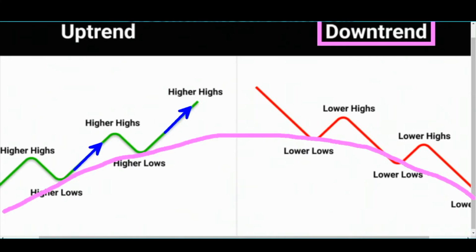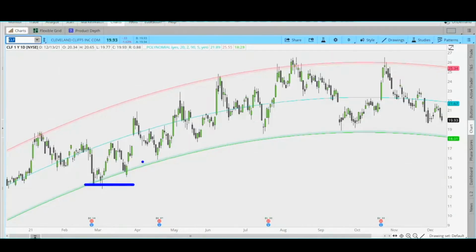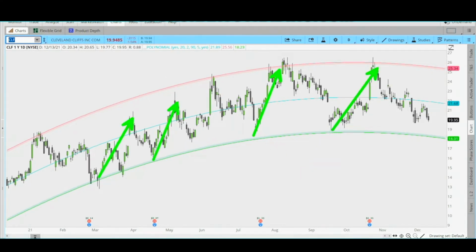Notice how big the moves are from the support lows on an uptrend versus the support lows on a downtrend. Based on the example, we have a low, a higher low, a higher low, another higher low, another higher low, and now an equal low. And the polynomial shows you this support. It also shows you the support on equal lows, which is great for taking trades long.